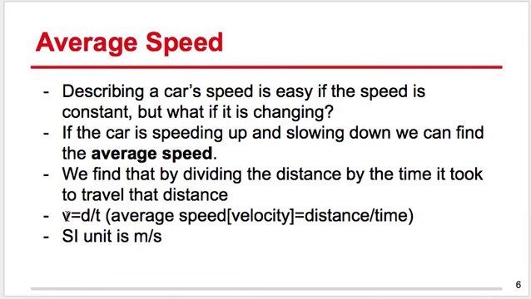Velocity is the term we're going to use. So velocity, v, equals d, which is distance, divided by t, which is time. So average speed, or velocity, is equal to distance divided by time. Again, the unit here is meters per second.